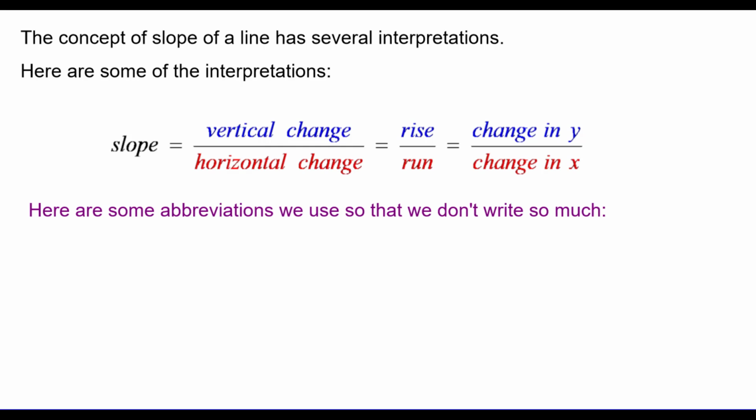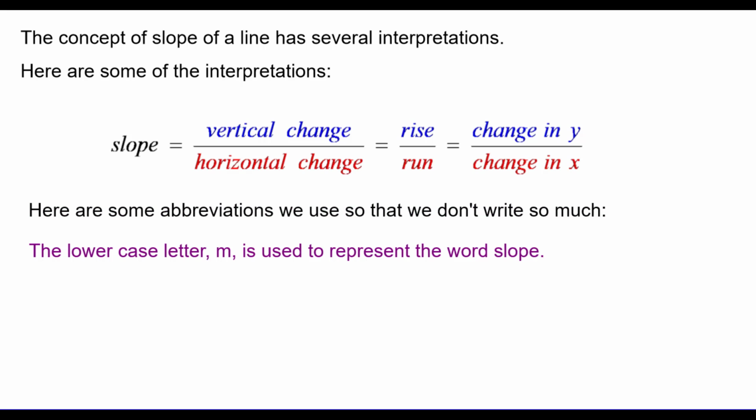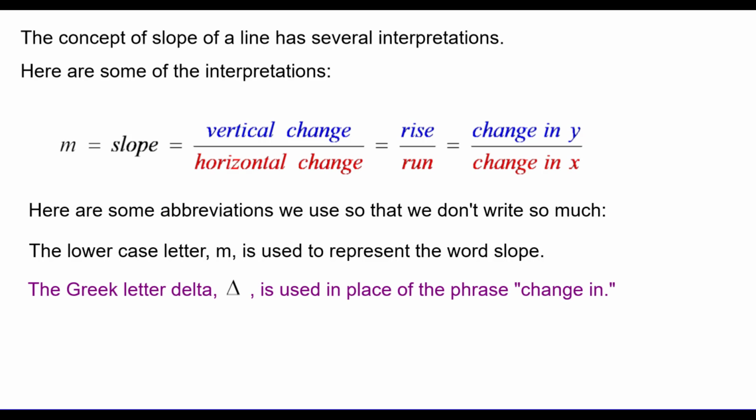Here are some abbreviations we use so that we don't write so much. The lowercase letter m is used to represent the word slope. So m is equal to the slope, which is equal to those ratios. The Greek letter delta, that looks like a triangle, is used in place of the phrase change in. So instead of writing the words change in, we could just write the Greek letter delta as we do here. Delta y over delta x is equivalent to change in y over change in x.